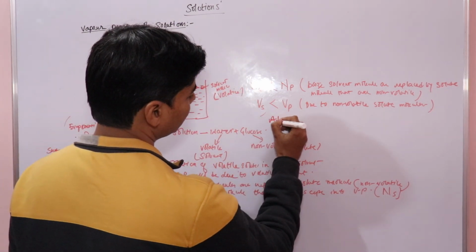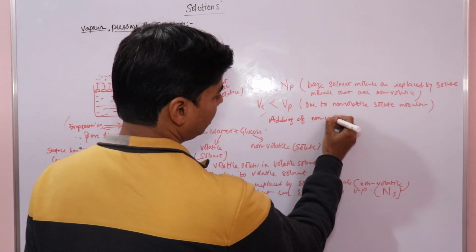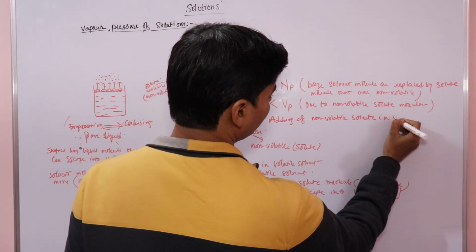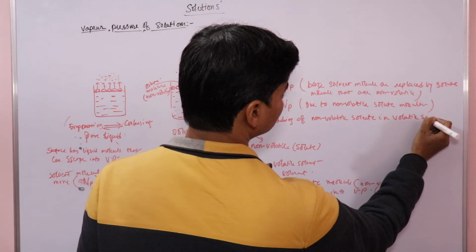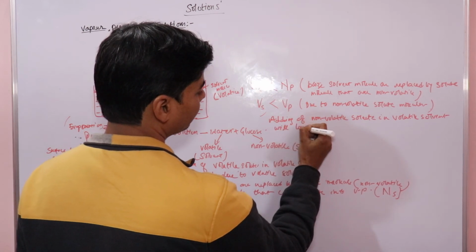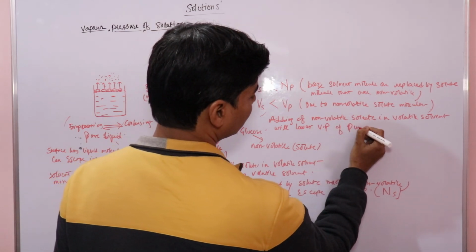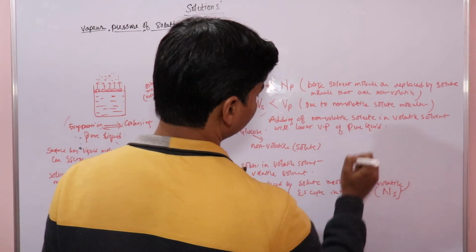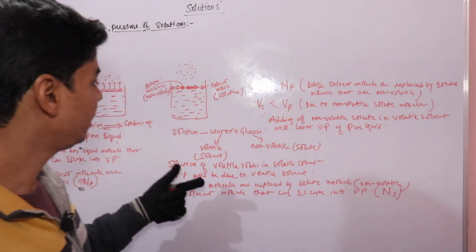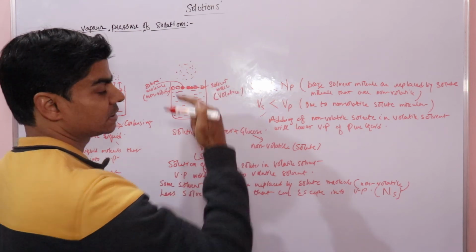So addition of non-volatile solute in volatile solvent will lower the vapor pressure of pure liquid. It will lower the vapor pressure of pure liquid. Why? Because we now have less number of solvent molecules at the surface that can escape into vapor phase.